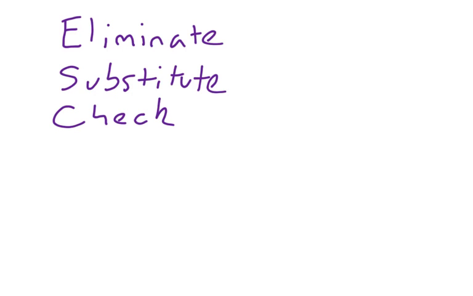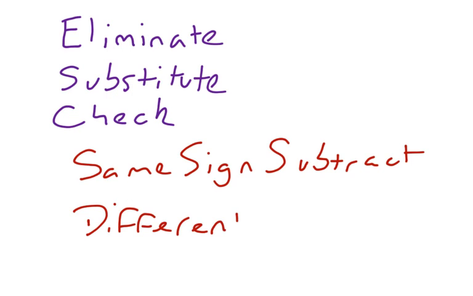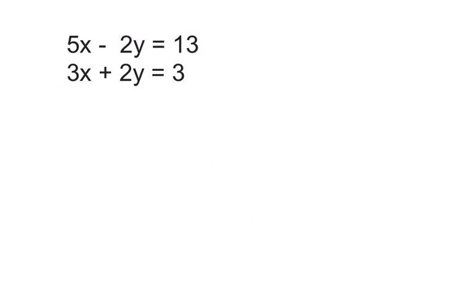And a way to remember what we need to do in the elimination step, which was same sign, subtract, different, then we add. We're going to use these two phrases to help us solve these simultaneous equations. The first one we're going to look at is this one here.